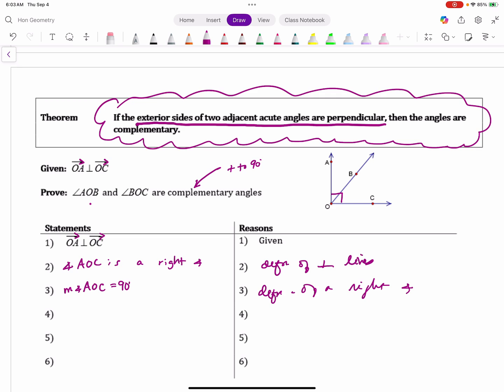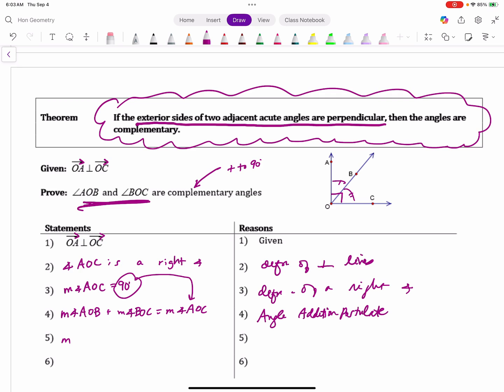We also know, because we got through these two angles in there somehow, AOB, this one, and BOC, this one. So I know that those two measures add up to the measure of angle AOC because of the angle addition postulate. Then I can sub this in right here. Substitution.